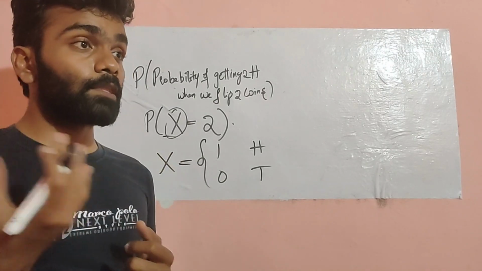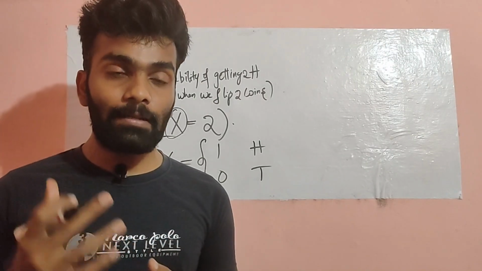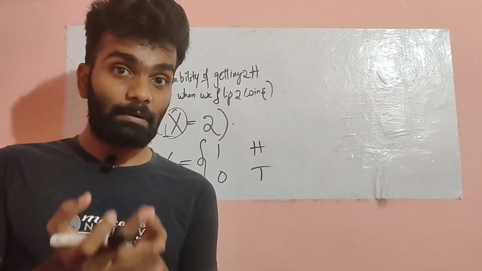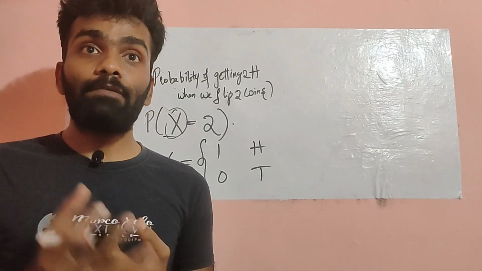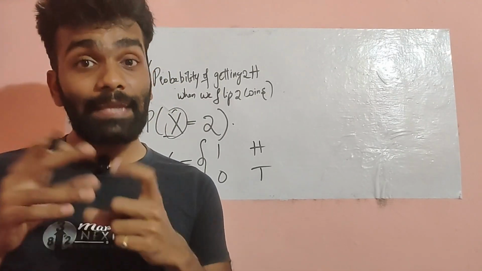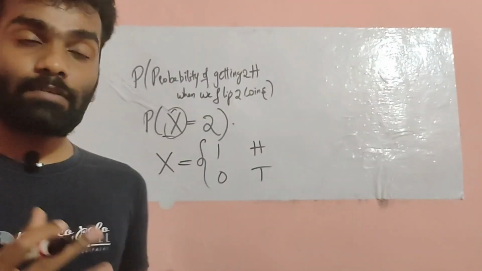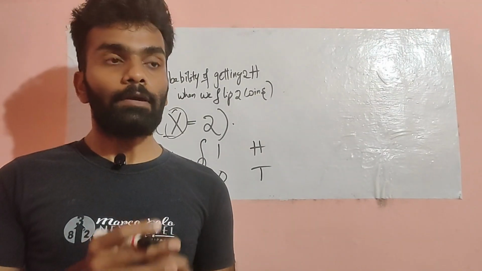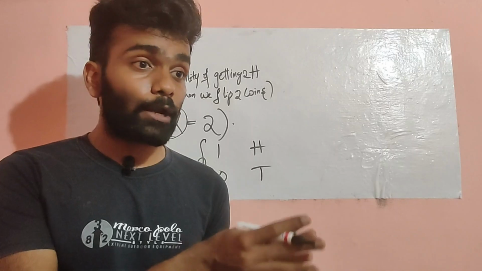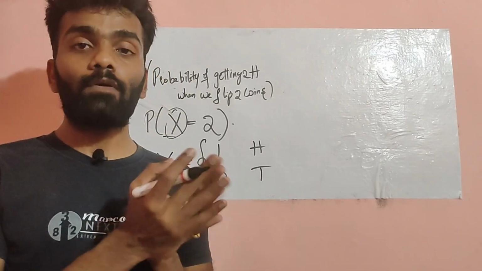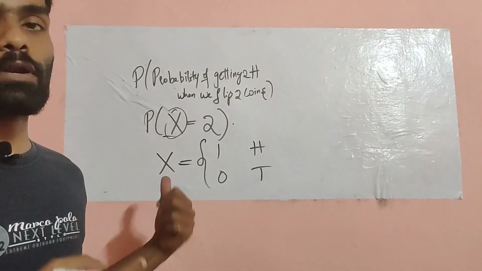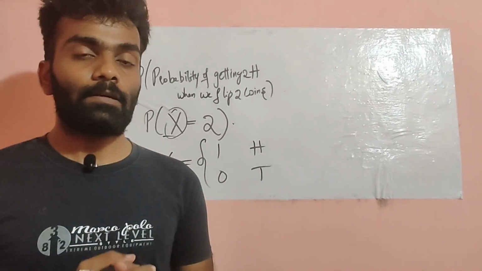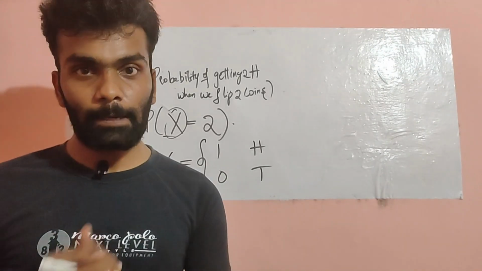When you are representing a random variable, the most important thing to remember is that we represent it with a capital letter. In order to differentiate it from a normal variable, we use capital X or capital Y, capital letters. That's why we represent a random variable this way.